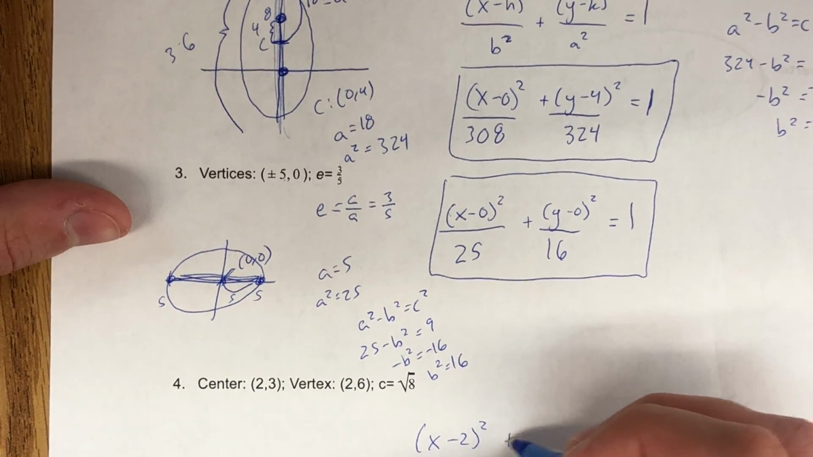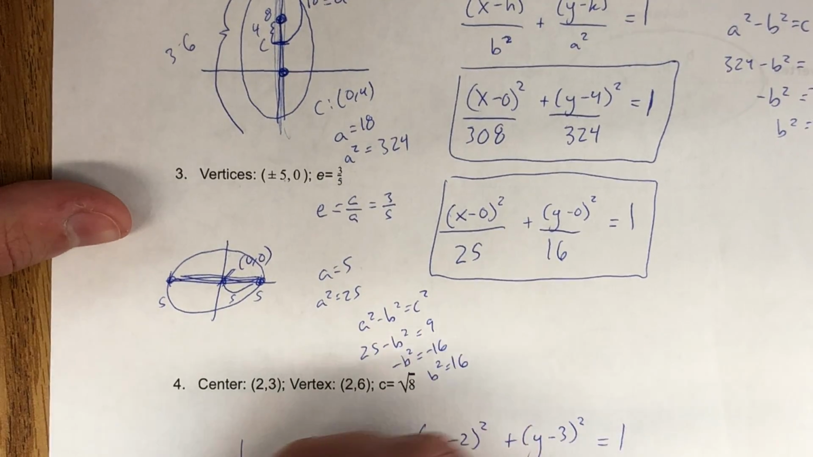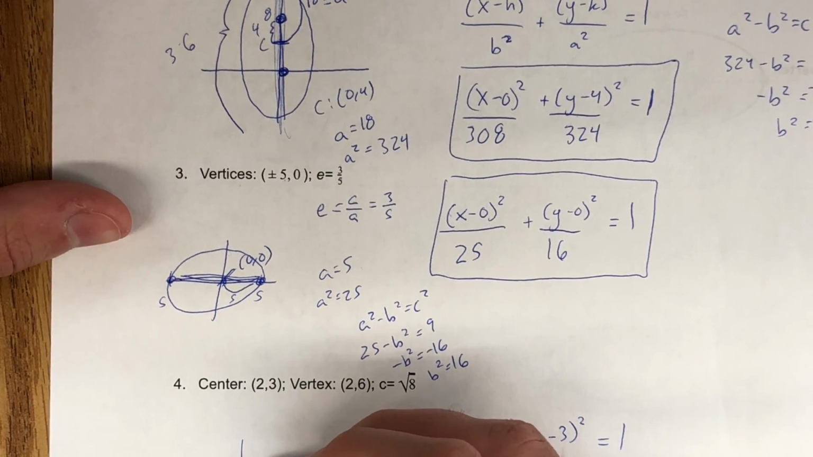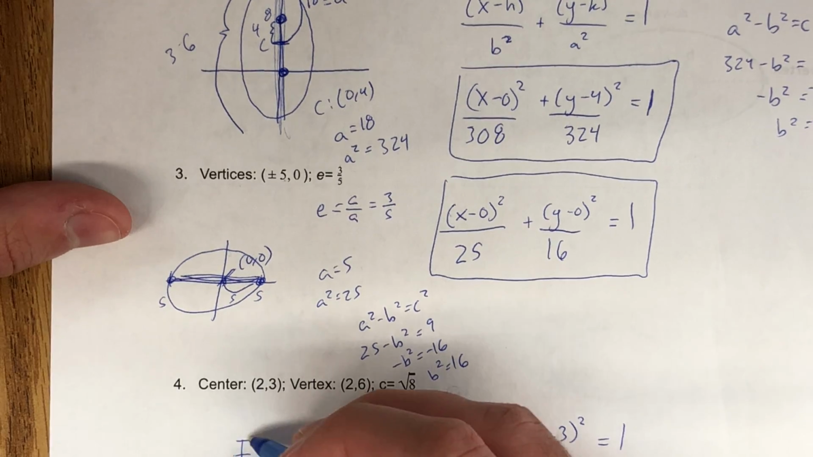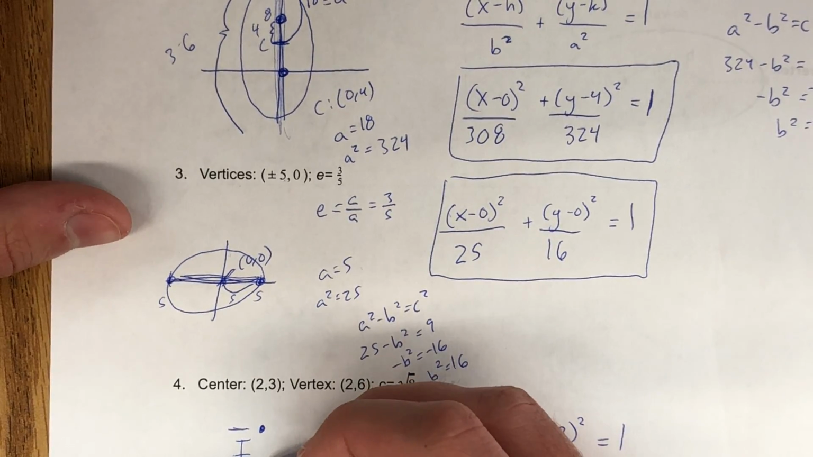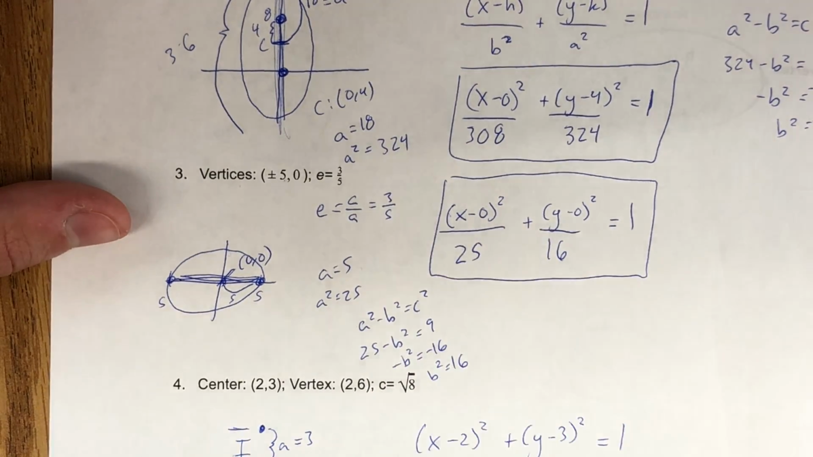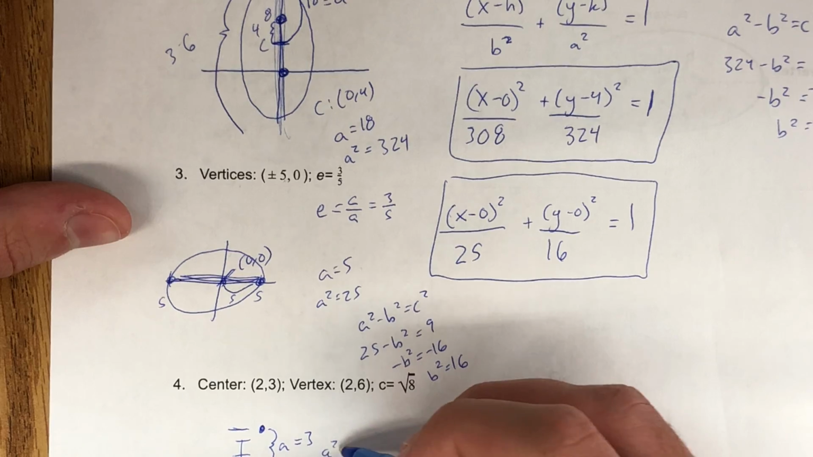For the last one, we have a center at (2, 3). So it'll be x minus 2 and y minus 3 squared. We have a vertex at (2, 6). So that means we're going to have a vertical ellipse. And the distance there would be a, which is 3. So that means a squared is 9.